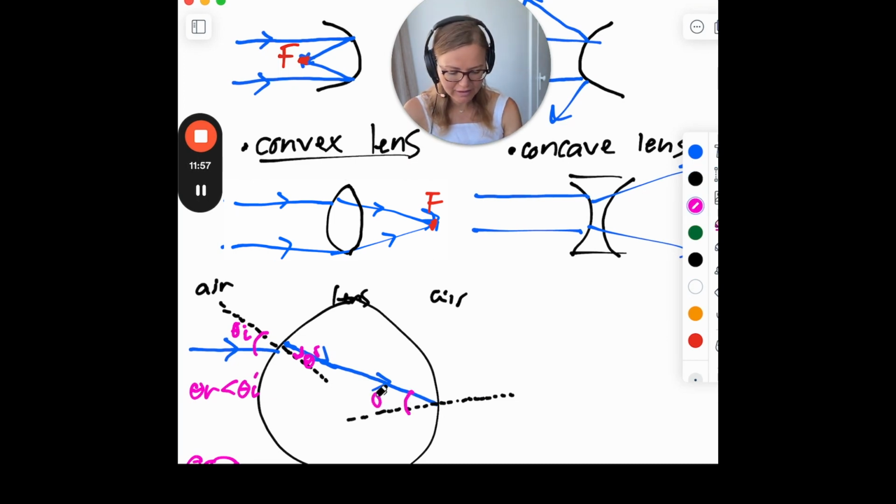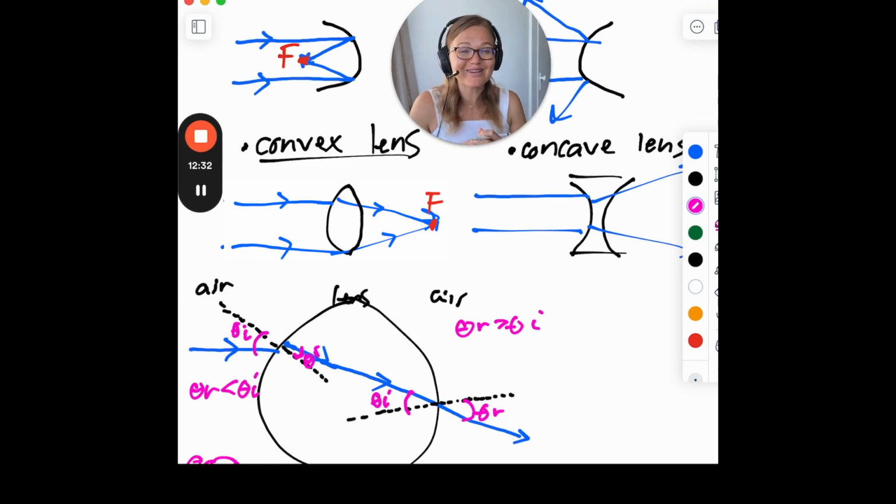We're going to call this again our theta I, and then our angle of refraction is going to be, well, here we're making the opposite transition, right? We're going from more dense to less dense. So instead of bending towards the normal, we're going to bend away from the normal. So that's going to look something like this, where again, here, our theta R is going to be greater than our theta I. So notice again that this picture is not perfect, but ultimately what's happening with our ray, even though it's bending twice, its trend is it's getting converged, right?